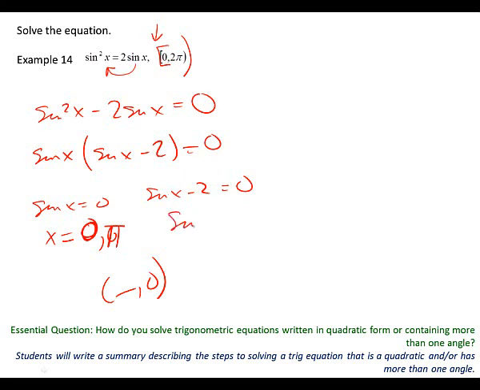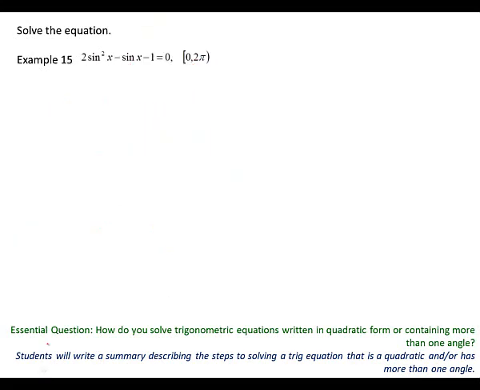This one, I got to add the 2 to the other side. Is 2 on our unit circle? Nope. So this side is extraneous, so it's just the 0 and the pi. All right, we good with 14? All right, this one's uglier. Okay, only if we let it be, though.